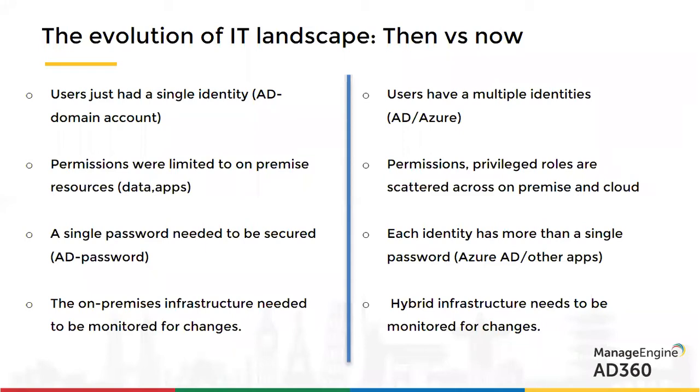Permissions earlier were limited to only on-premises resources, on-premises applications, or on-premises file servers, but now permissions are scattered across Azure and Active Directory. Earlier, it was just a single password, a domain joined password for your Active Directory users. But now there is more than one password because Azure AD and Active Directory have their own authentication processes and their own password management strategies. Earlier, only Active Directory had to be monitored for changes because it was only on premises. But now with the introduction of the cloud, you will need a strategy that monitors both your Active Directory and your Azure AD infrastructure.